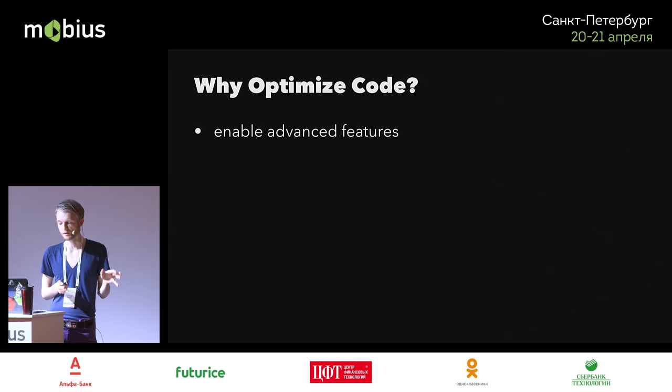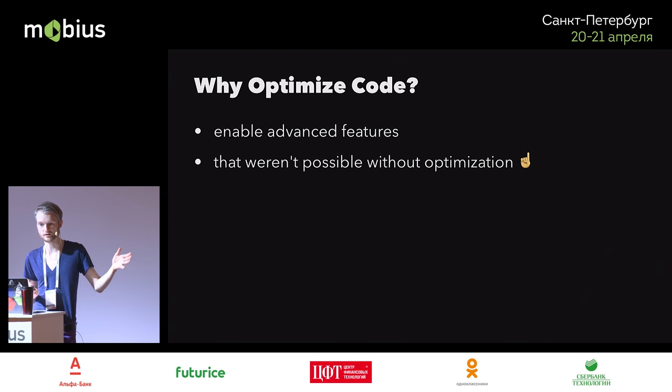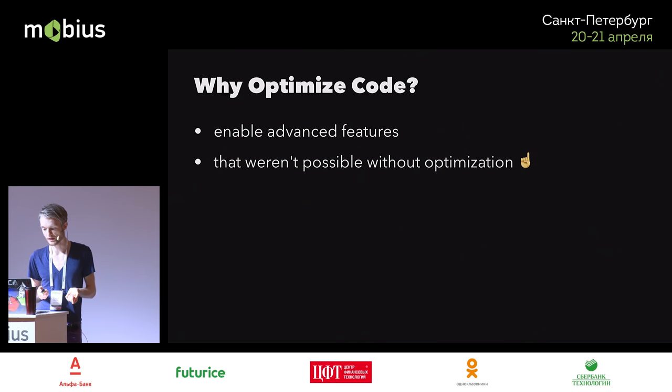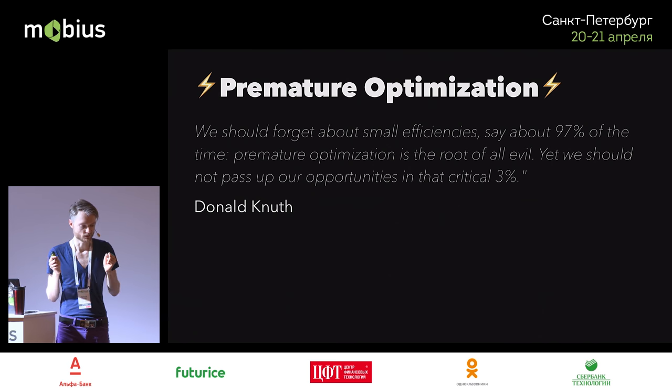So you want to enable advanced features that weren't possible without optimization. The example I will show to you, well, that's the core of this talk today. But these other examples before are also important reasons. And the most important thing to keep in mind is something that the elder Donald Knuth said.